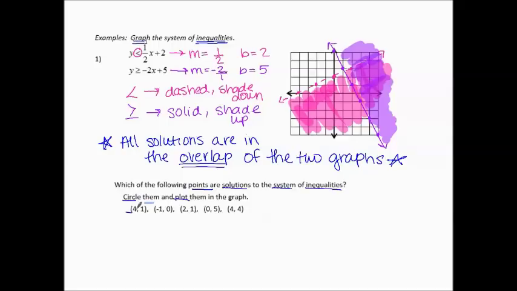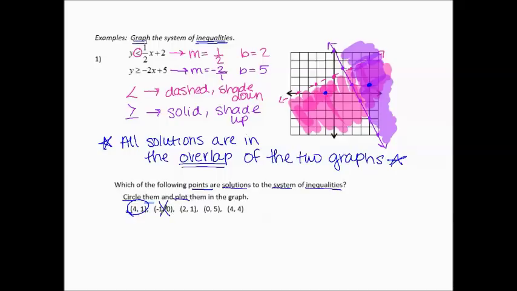So let's first take a look at the point (4, 1). So I'm going to graph 1, 2, 3, 4. Up 1. I notice it's in the shaded region of both the pink and the purple. So that is a solution, the point (4, 1). Negative 1, 0 is right there. And I notice it's in the shaded region of our first graph, but not of the second one. So that is not a solution.